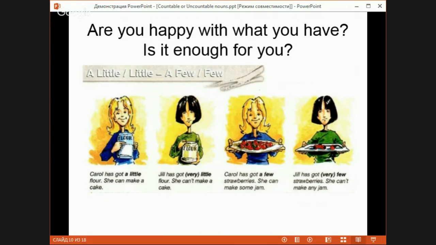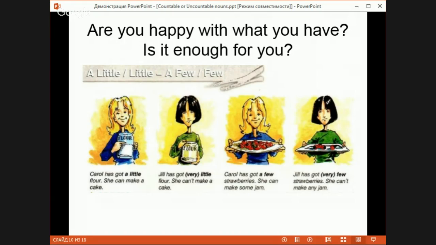So, if we look at our girls, we can clearly see that a little flour for Carol is more than enough. She is happy. She can make a cake. A little. Flour is uncountable. Jane has got little flour, or even very little flour. She can't make a cake. Obviously, she is unhappy. Little without an article. It's not enough.